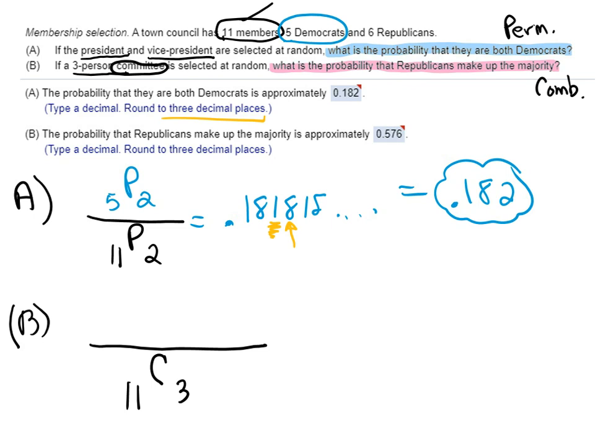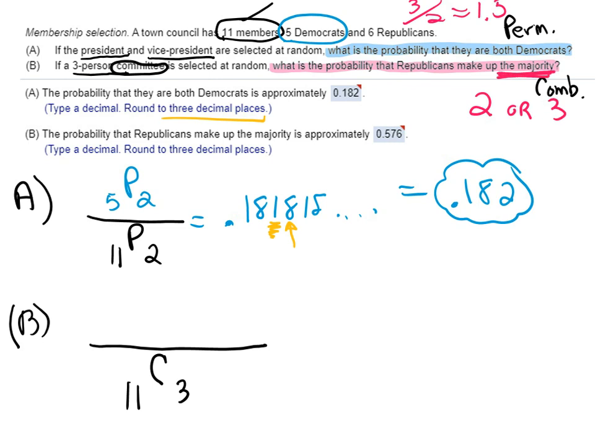Now, for the part where it says the Republicans make up the majority, the majority means more than half. If you have the majority of votes, you have more than half. Well, there's only 3 people on this committee. Half of 3 is 1.5. And obviously you can't have 0.5 of a committee member. So you have to have at least 2 or all 3 to make up the majority.